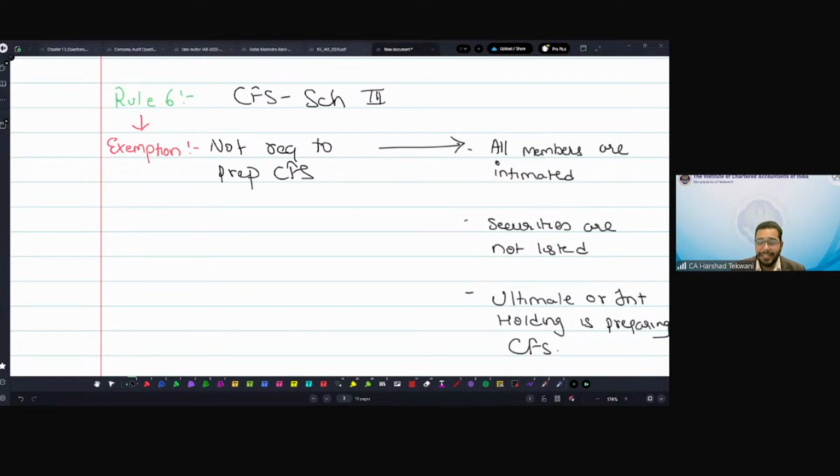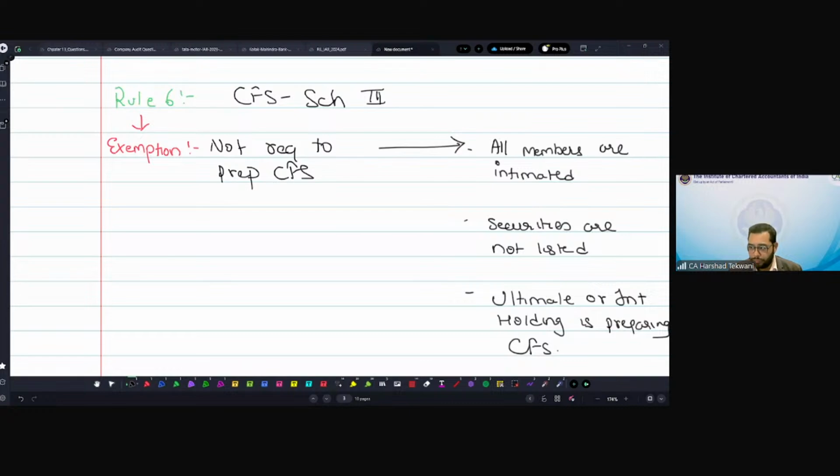Now, in this case, if these three conditions are met, enjoy the exemption. So if you have complied with all these three conditions, you can enjoy the exemption. Clear with this? Any doubt?